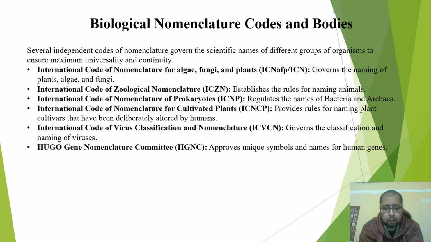Then there is the International Code of Nomenclature for Cultivated Plants, ICNCP, which provides the rules for naming plant cultivars that have been deliberately altered by humans. Then there is the International Code of Virus Classification and Nomenclature, ICVCN, which governs the classification and naming of viruses. There is the HUGO Gene Nomenclature Committee, HGNC, which approves unique symbols and names for human genes.